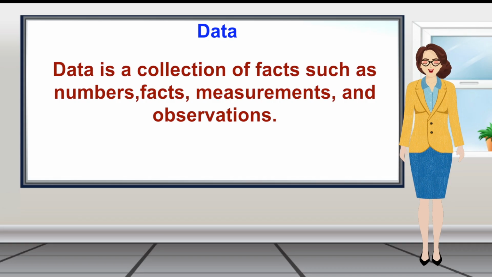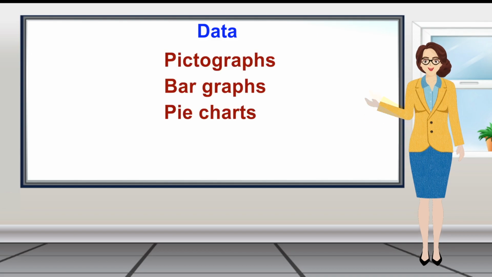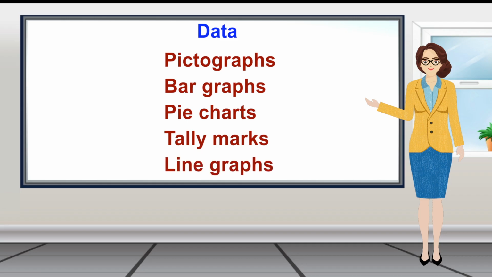Data. Data is a collection of facts such as numbers, measurements, and observations. Data gives us accurate, exact, and reliable information. There are different methods to collect and represent data, such as pictographs, bar graphs, pie charts, tally marks, line graphs, etc. Let's learn about each method in detail.